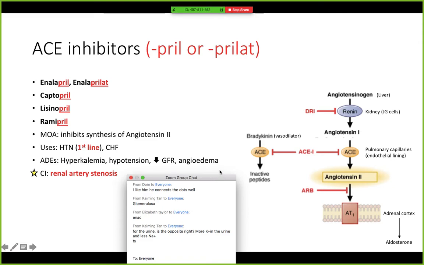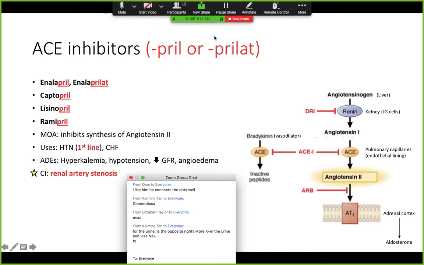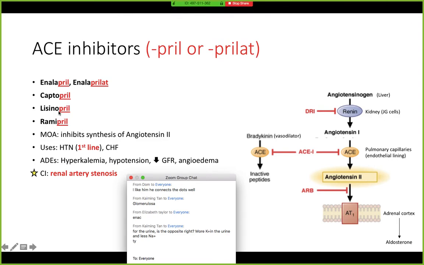So next we have our ACE inhibitors. ACE inhibitors are going to end in the suffix pril or prilat. I know last time somebody asked me, how do you remember the names of the drugs? And I think a lot of these antihypertensives are a bit easier than some of the autonomic drugs, just because you can follow the suffix. And if you recognize the pril at the end, you don't even necessarily have to know the full name of the drug, at least when you're answering multiple choice questions.